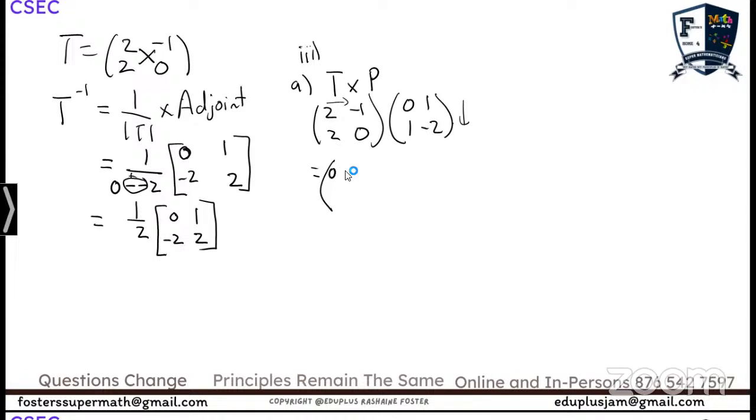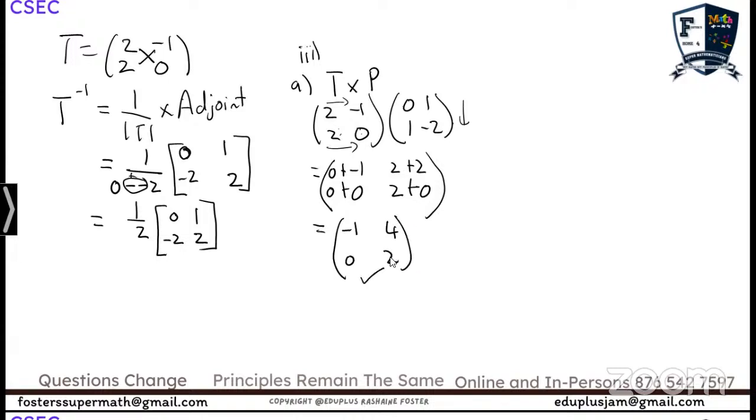2 times 0, that is 0, plus -1 times 1, that is -1. Then let's go here again, row by column. 2 times 1, that is 2, plus -1 times -2, that is also 2. Then let's go down here to the next row. 2 times 0 is 0, plus 0 times 1 is 0. Then let's go again. 2 times 1 is 2, plus 0 times -2 is 0. Let me add all of that together. That's -1, 4, 0, 2. That's my answer to that question.